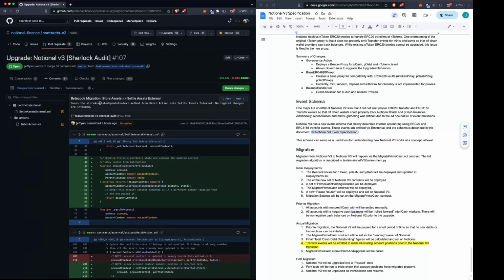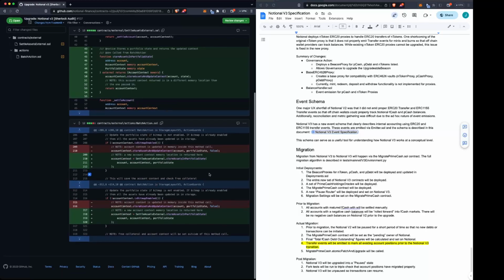So the next few changes, I've labeled these as bytecode migrations. So you're going to see some changes in the code.